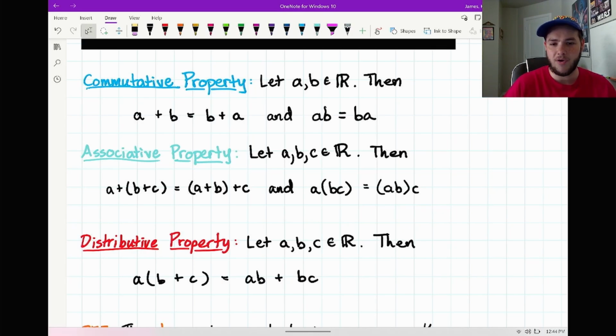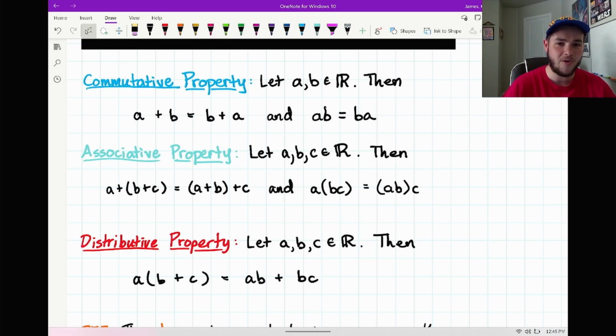The commutative property says that if a and b are real numbers, then a plus b and b plus a are the same, and ab and ba are the same. Really what this is saying is that we can add numbers in any order we want, and we can multiply numbers in any order we want, and we get the same thing.